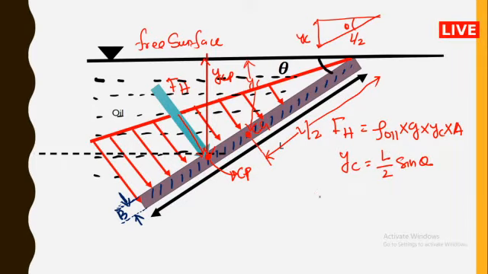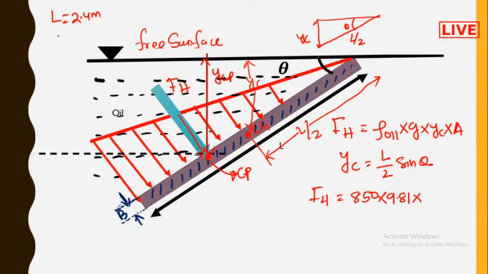Okay, so now the hydrostatic force magnitude will be equal to the density of the oil, which is how much? 850 kg per meter cube, and g is 9.81, and this is L by 2. L is how much? L is given to us, this is 2.4 meter, and the width of the plate, that is 0.75 meter, is given to us, and the inclination of this one is given to us as 60 degree.